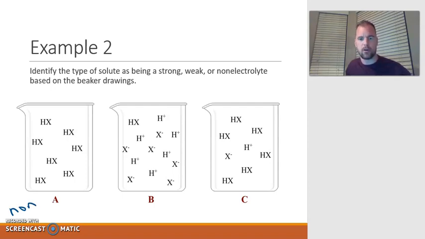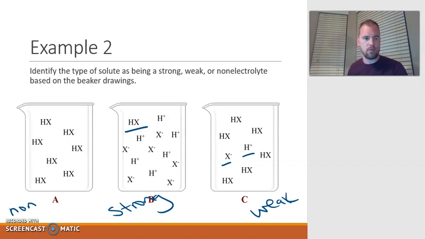If I take a look at beaker B, I can see that pretty much every single thing in here is an ion. Yes, there's one compound that is not ionized, but remember the definition of a strong electrolyte is it produces a large number of ions, not necessarily always absolutely 100%. So that would be considered a strong electrolyte. And then finally, beaker C, most compounds are still intact. There's only been a few ions, and so that would be weak. And so hopefully that was pretty simple.